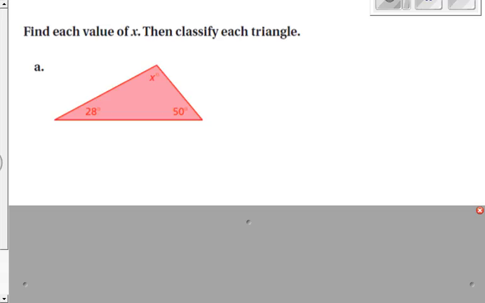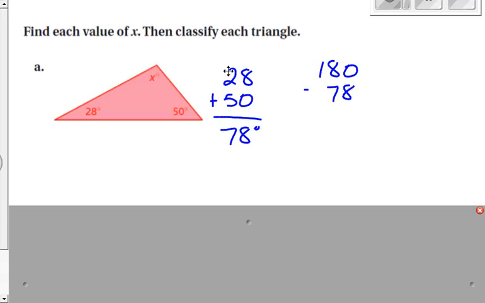So we know all three angles equal 180. So the first thing we want to do is add 28 plus 50, and we get 78 degrees. Now what we're going to do is take 180 minus 78 degrees, and we're going to get x equals 102 degrees. Then it says we're going to classify it.